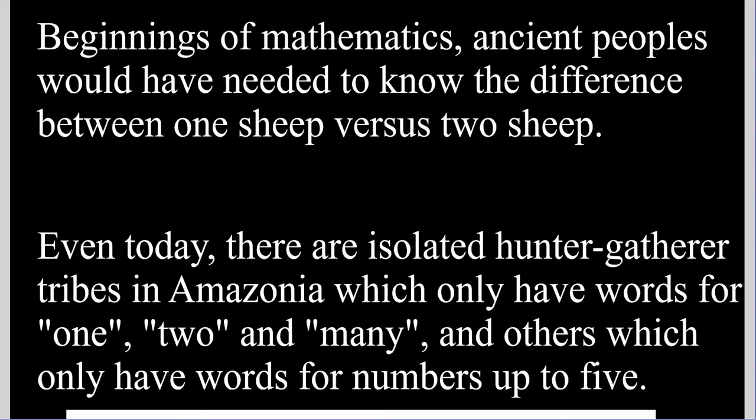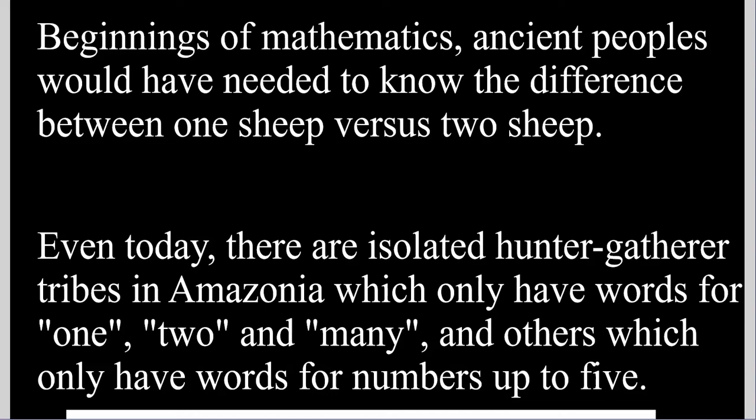So if you think about where did numbers even come from? In the beginnings of the study of mathematics, ancient people would have needed to know the difference just between counting everyday objects, such as one sheep versus two sheep. And even today, there are still civilizations in South America, tribes in the Amazon, that only have words for the quantities of one, two, and then anything above that is many. So these civilizations do not have words for 3, 4, 5. They just say that's one.